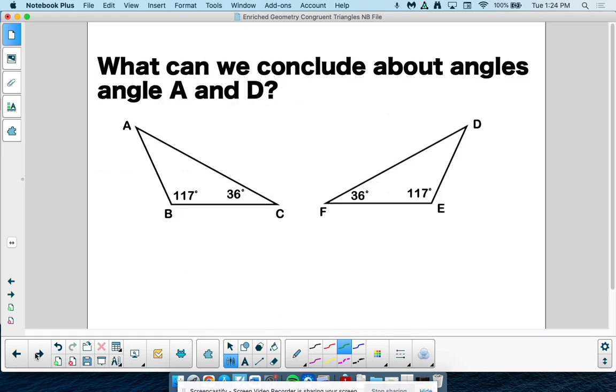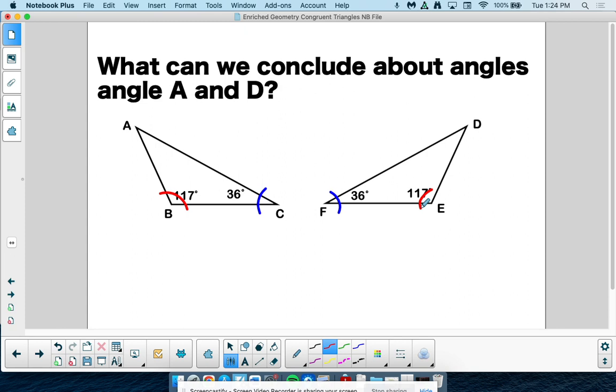Okay, this next slide's not in your notes, but let's just think about this. If you were given this picture here, can you make any assumptions about angle A and D? Why? Yeah, I think we all kind of thinking the same thing. C is congruent to F. B is congruent to E. So wouldn't it make sense that they have to be equal? Yeah. And you could subtract away from 180 and you get the same number, right?